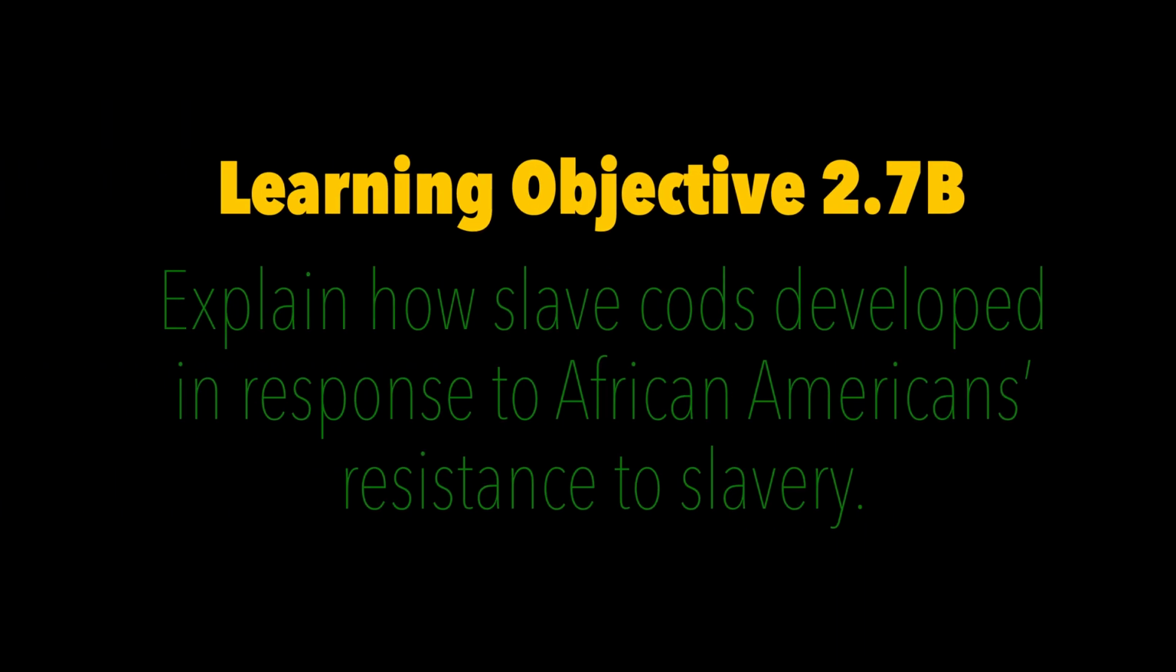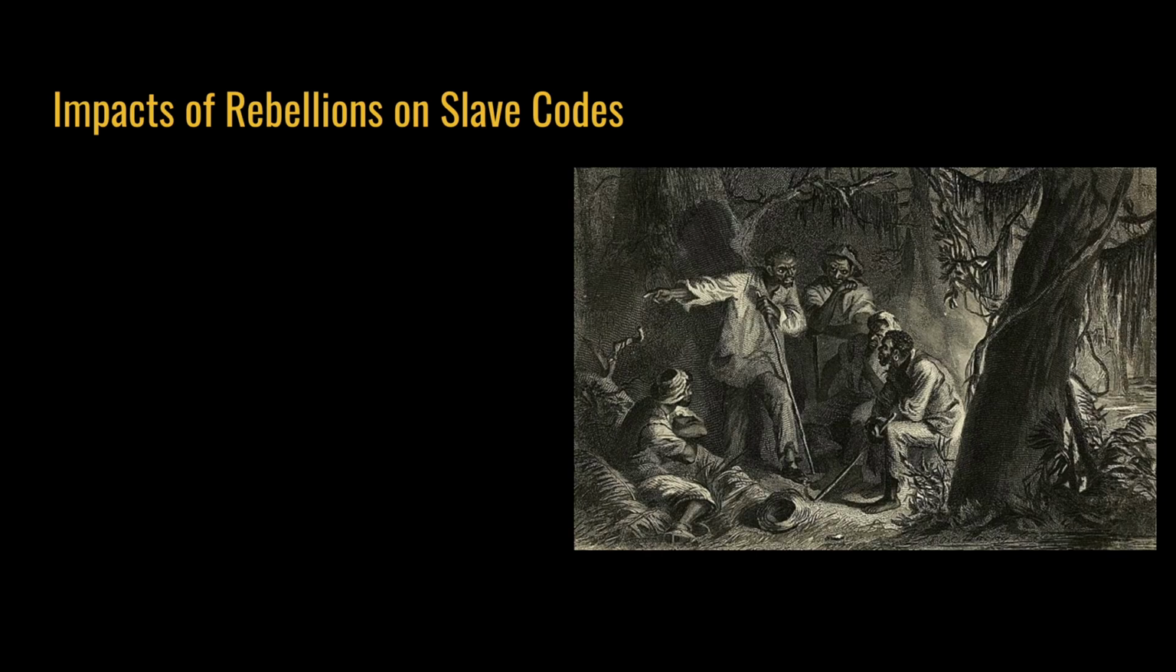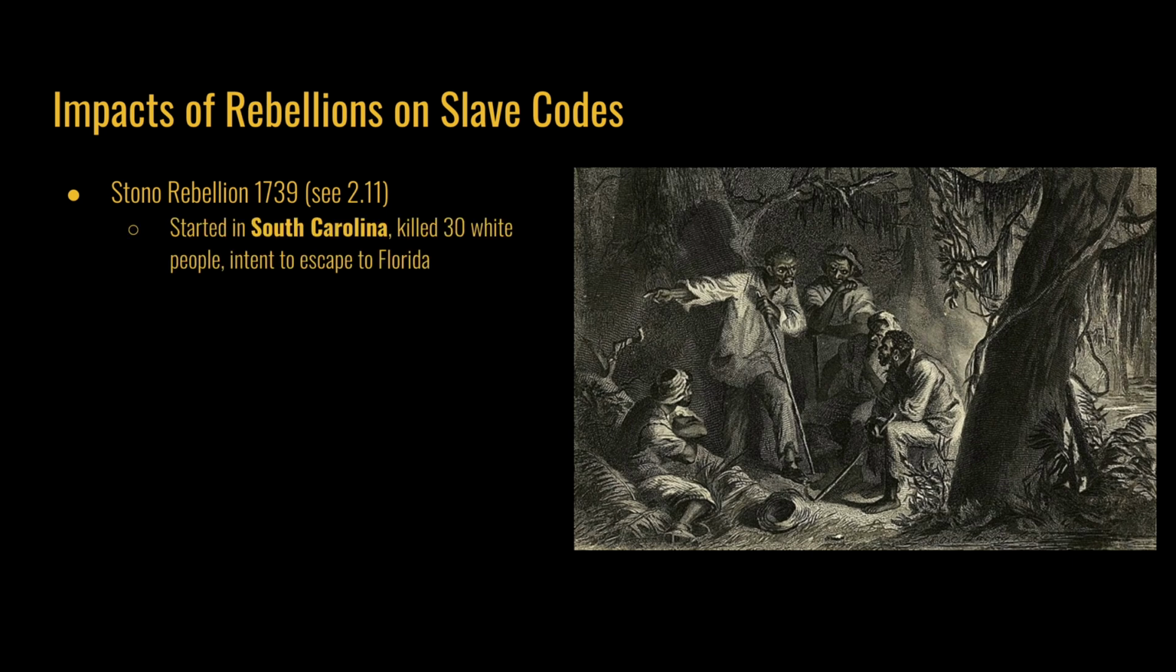The second learning objective is to explain how slave codes developed in response to African American resistance to slavery. Slave codes were frequently revised in response to forms of resistance. The Stono Rebellion is one of the most visible examples from the 18th century. It was the largest slave uprising in the British mainland colonies, prompting widespread fear among white colonists.